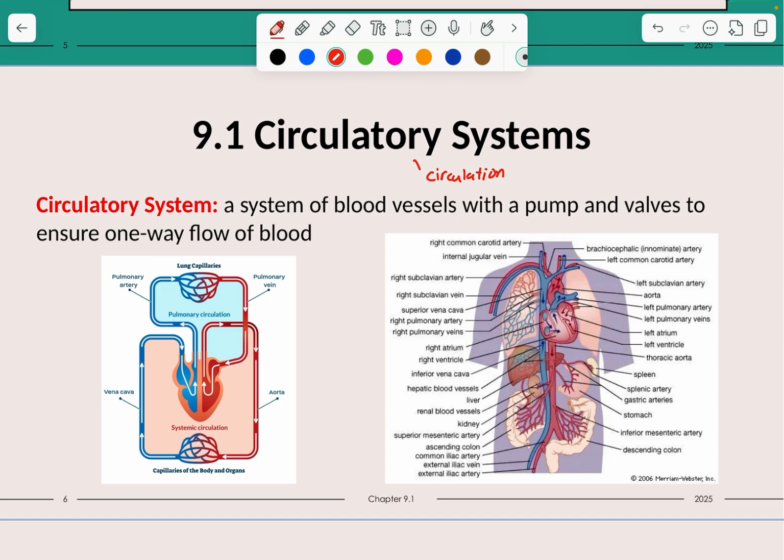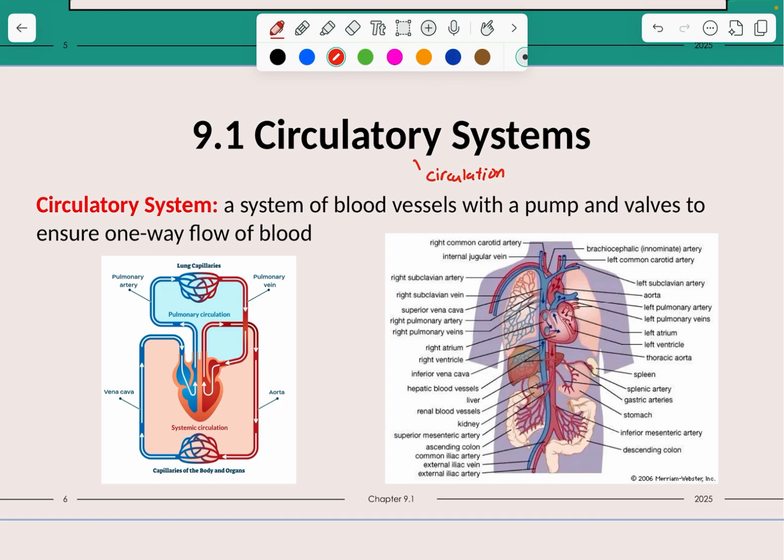So a circulatory system is a system of blood vessels with a pump and valves to ensure one-way flow of blood. From the definition itself, I think it's self-explanatory: there will be something that's connecting the heart, for example, and transporting blood to certain parts of our body that really need that oxygen supply. That is something we have to really understand, because all of these are interconnected.